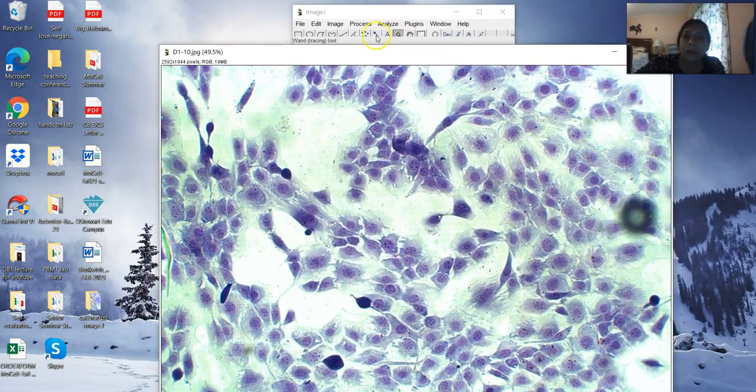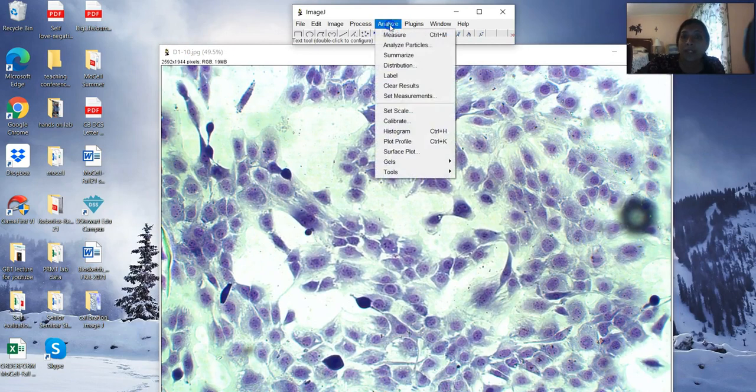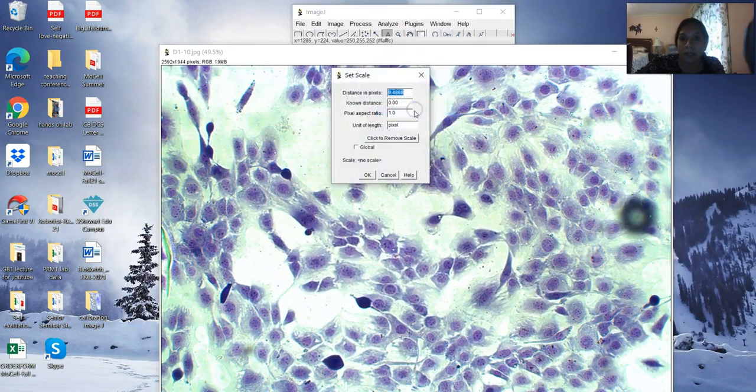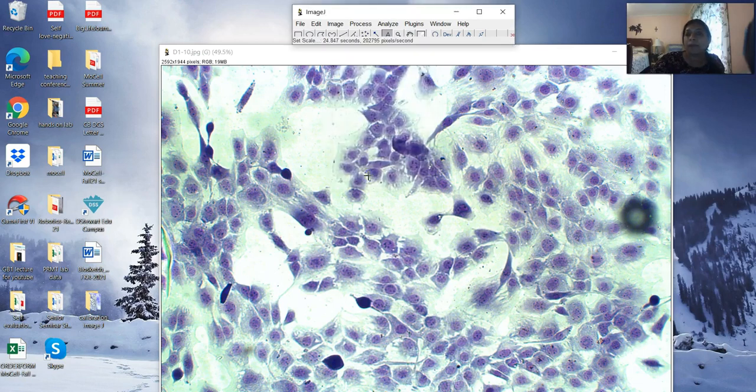Right here. So first of all, we need to set scale, right? Because we are taking images at a particular magnification. And this was the 10x. And we know that 2.6 pixels were equal to 1 micrometer. So we are going to set our scale, right? And I'm going to click global for now, and I'm going to say OK.